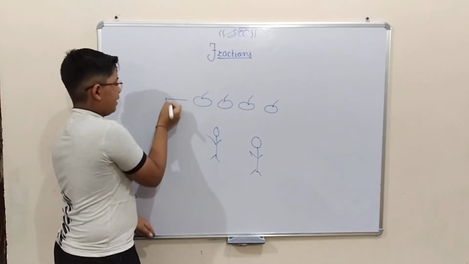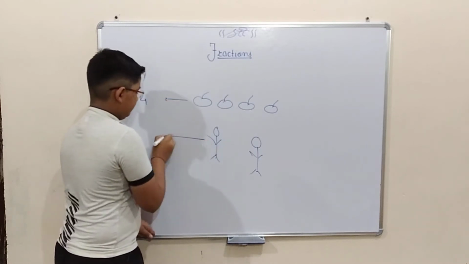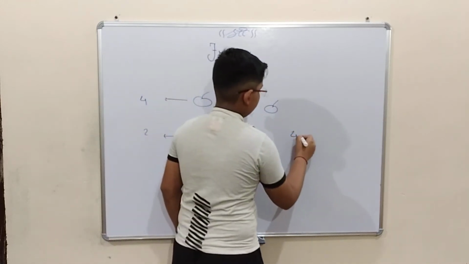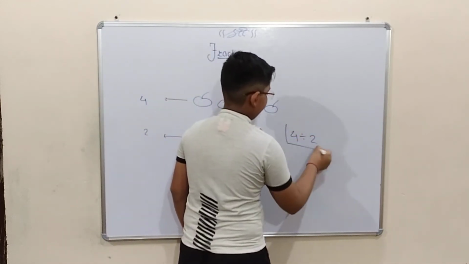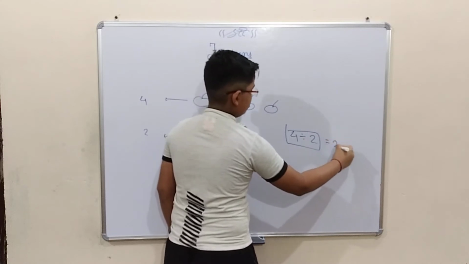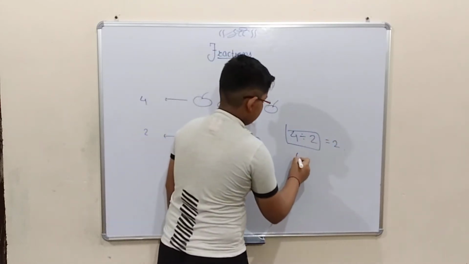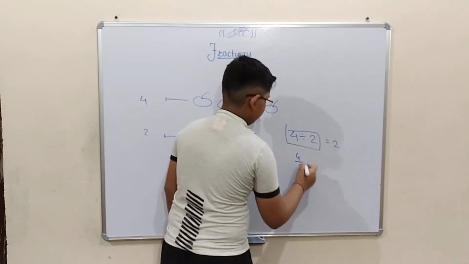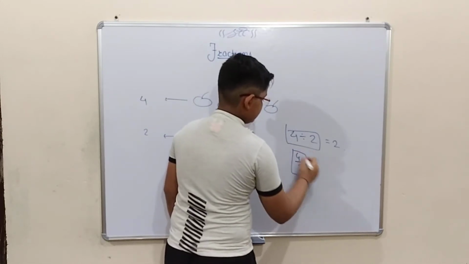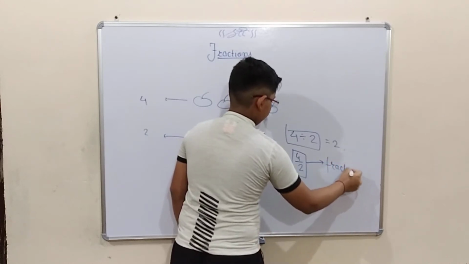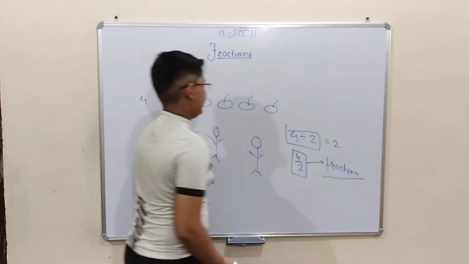How many apples are there? 4. How many people are there? 2. So each person will get 4 divided by 2 apples, that is equal to 2. This same 4 divided by 2 can be written like this, that is 4 by 2. This is a fraction. This is what fraction means.